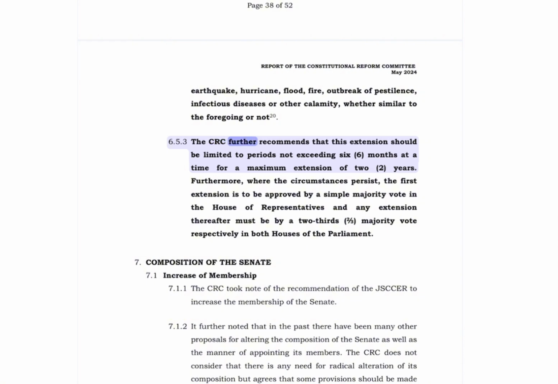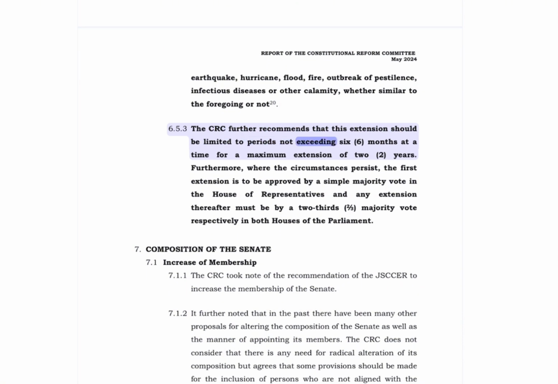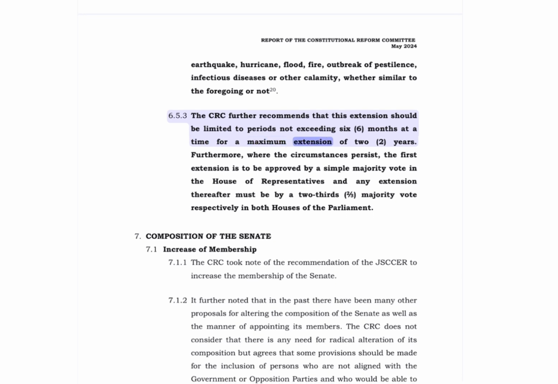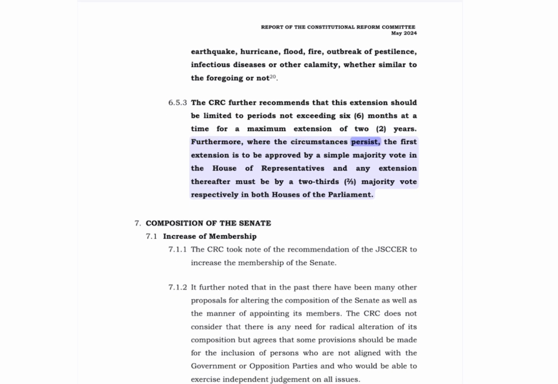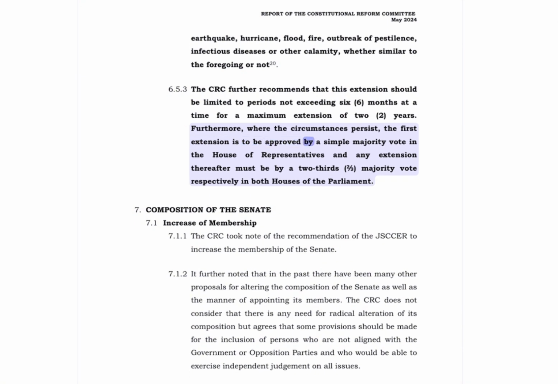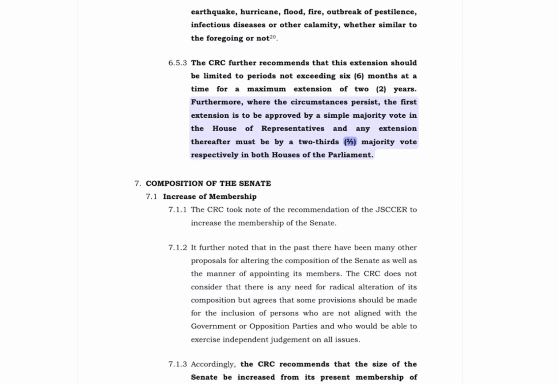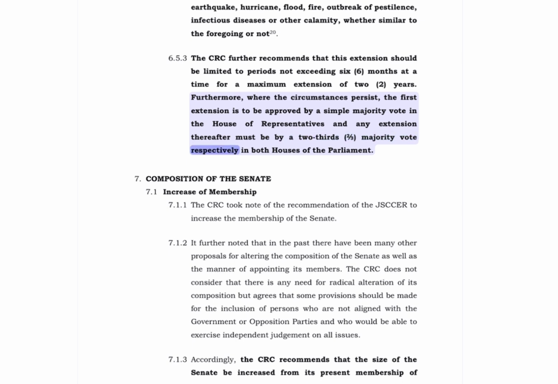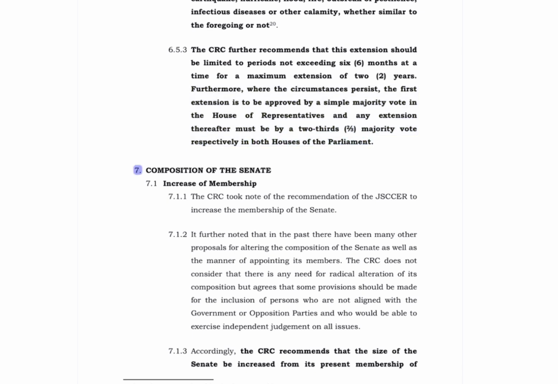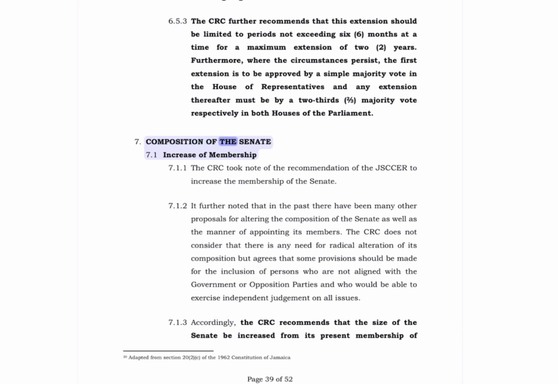6.5.3 The CRC further recommends that this extension should be limited to periods not exceeding 6 months at a time for a maximum extension of 2 years. Furthermore, where the circumstances persist, the first extension is to be approved by a simple majority vote in the House of Representatives, and any extension thereafter must be by a 2/3 majority vote, respectively in both houses of the Parliament. 7. Composition of the Senate.